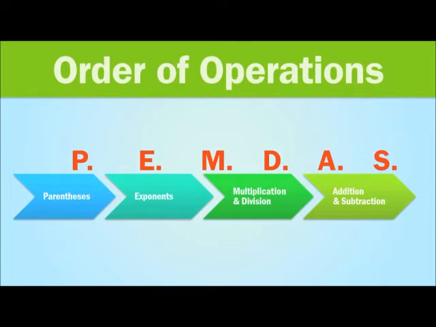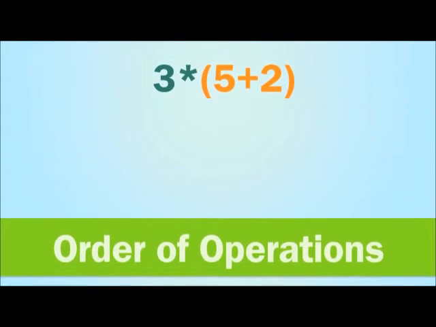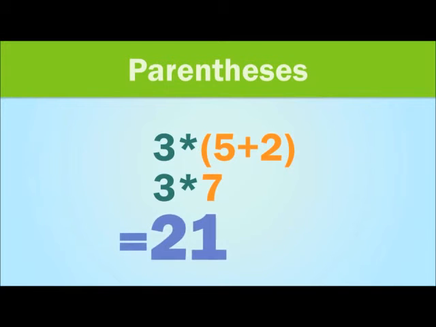To remember the order, you can just use the acronym PEMDAS, or to make it even easier, just remember the phrase, "Please excuse my dear Aunt Sally." Let's go over each of these in a little more detail. In this formula, 5 plus 2 is in parentheses, so we'll calculate that first to get 7, and then we can just multiply 3 times 7 to get 21.